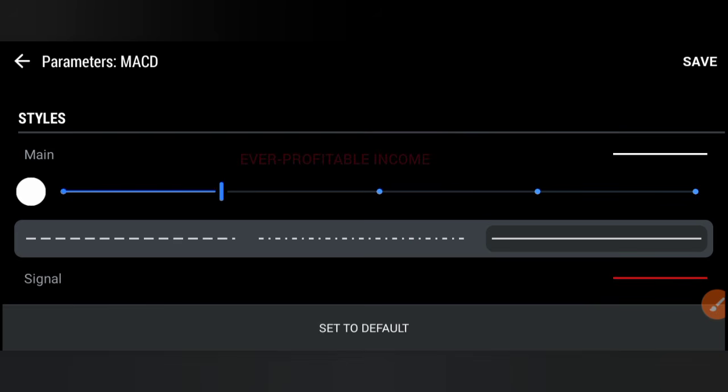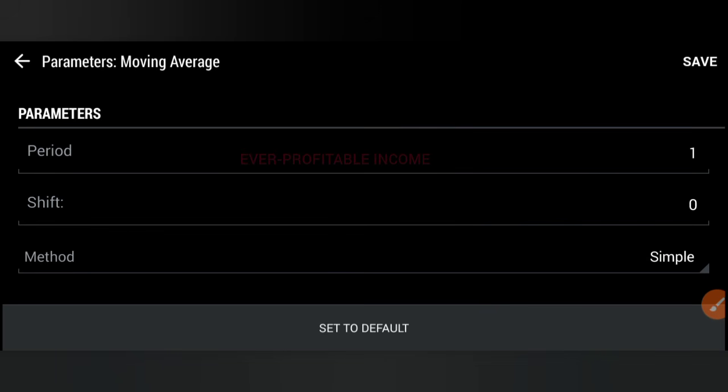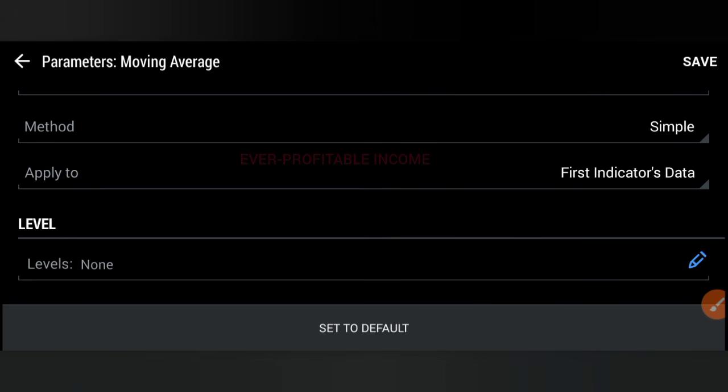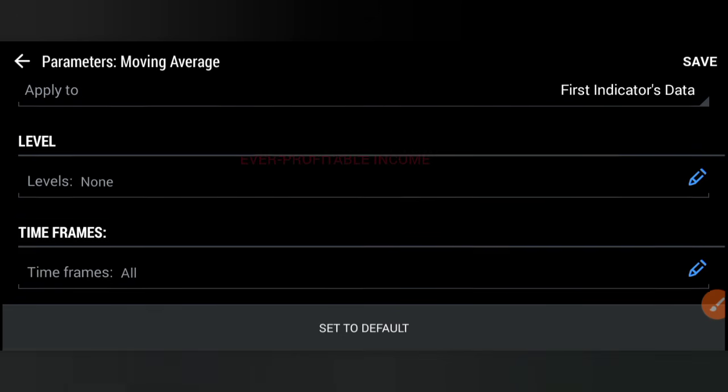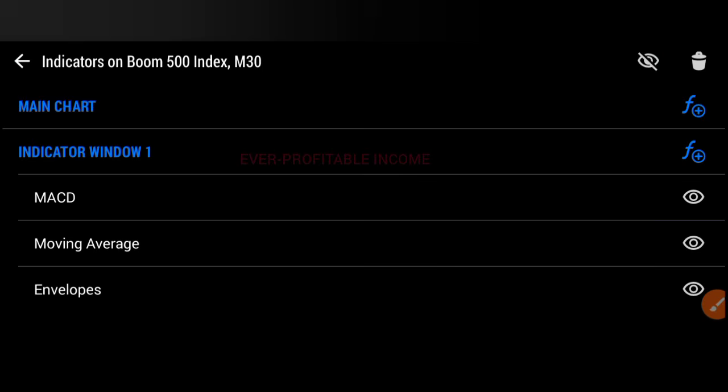After that, you click on save, and the next indicator is your moving average. We have period 1, shift is 0, method is simple, and apply to first indicators data. Apply to first indicators data. Take note of that, do not forget that. Okay, then you choose the style color, okay, make it any color you like, and make the line to be thick, that it will be very visible on your chart. Okay, so make it to be thick.